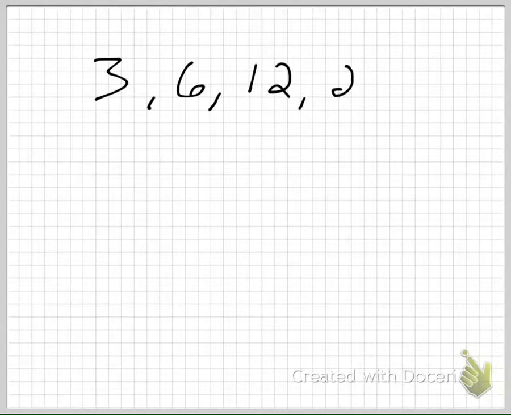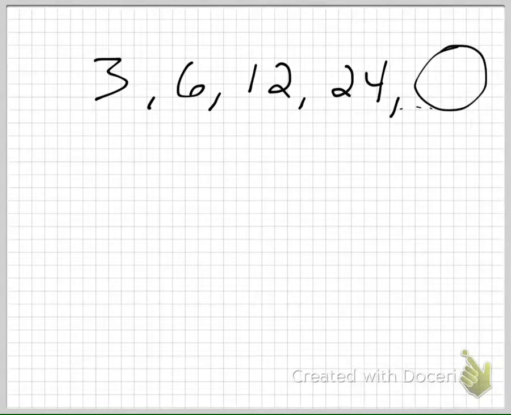Let's try this one then. Let's do this. I want you to write a rule for me, and then tell me what goes in the box. Write a rule for me, and then tell me what goes in the circle. What's the next number in the pattern?